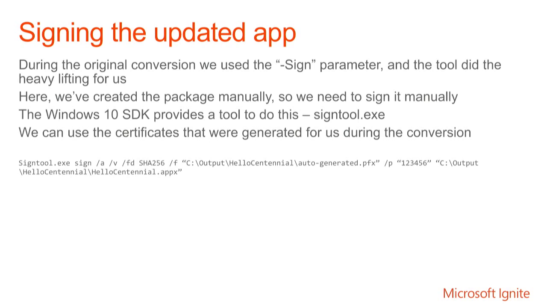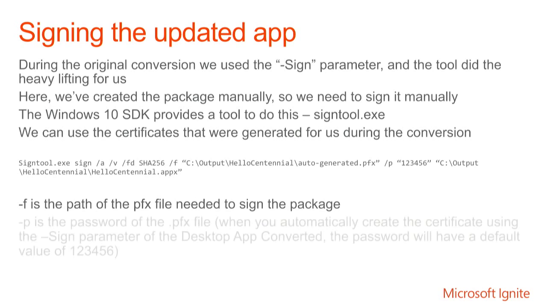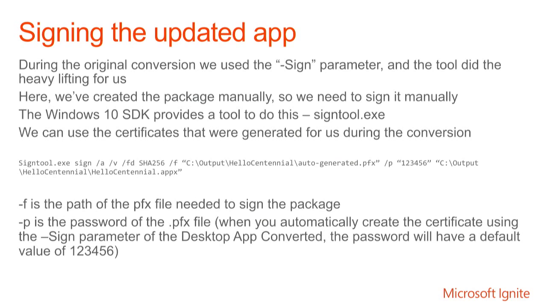That was an interesting security thing here. If I run through these parameters, so /f, that's not the very first one, but the first one here, you want to point to the PFX file of the auto-generated certificate that came out of the original AppX generation. The next one, that /p, that's the password of that PFX file. Now, if you auto-generated your certificates using the desktop converter tool, that password is 123456. Now, I've since changed the combination on my luggage.